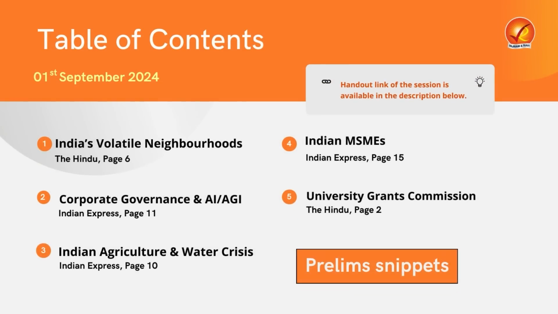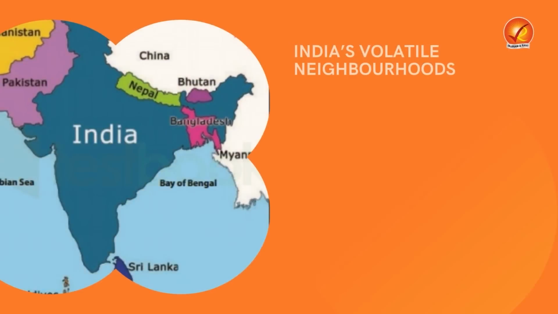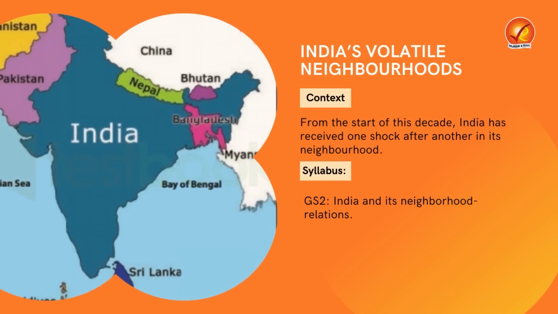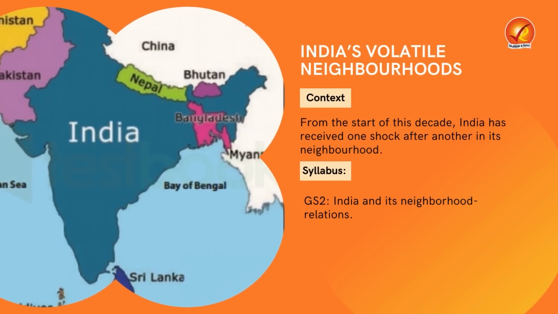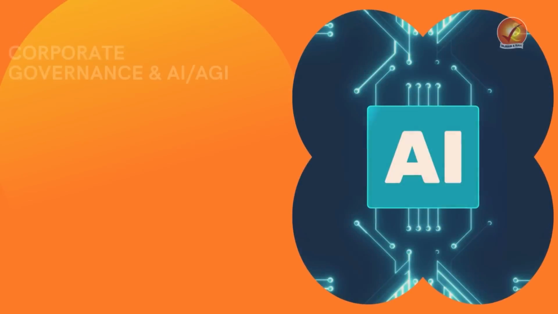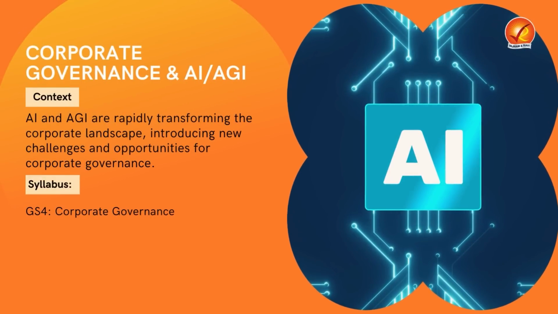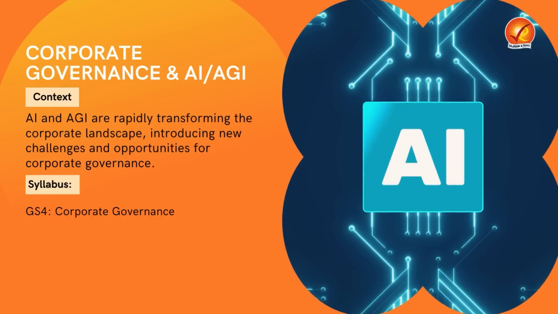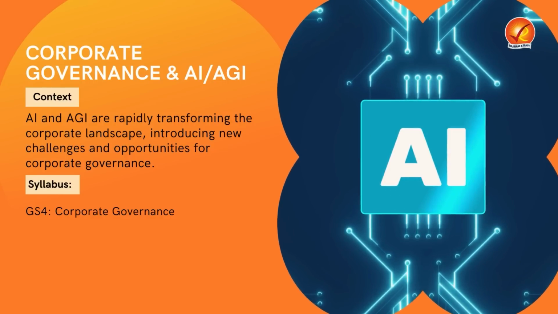We would try to comprehensively analyze 9 articles from The Hindu and the Indian Express, especially from the perspective of the upcoming mains exam. In the first article, we'll have a discussion with respect to the volatile neighborhoods of India and the lessons India should learn from such events. In the second article, we'll discuss the importance of corporate governance, especially in the times of artificial intelligence and artificial general intelligence.